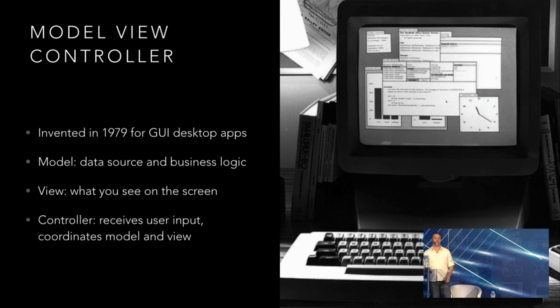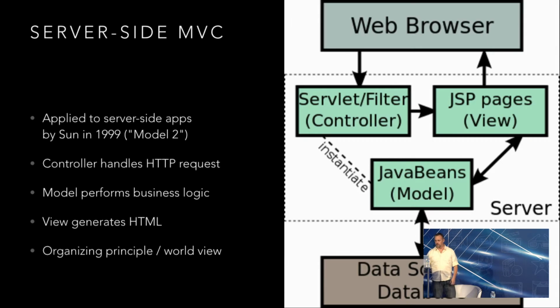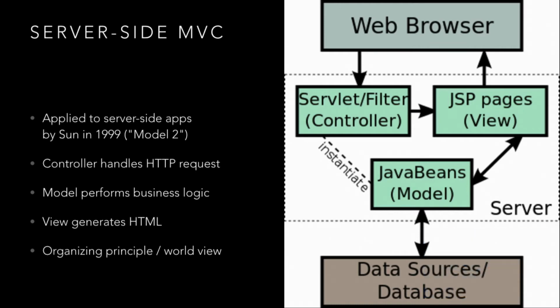So that was 1979. In 1999, Sun Microsystems got their hands on this pattern and said, hey, we've been writing spaghetti mudball code. How can we organize it better? We'll use Model View Controller. And with some modifications, this is how it translated through. We've got the controller handling the HTTP request, model still handles the business logic and data source work, and the view generates HTML to send it out to the browser screen.